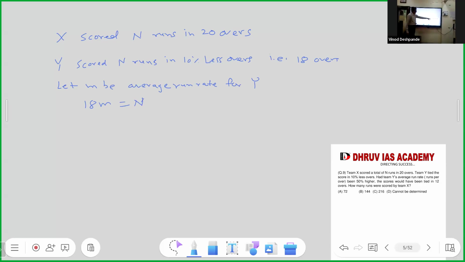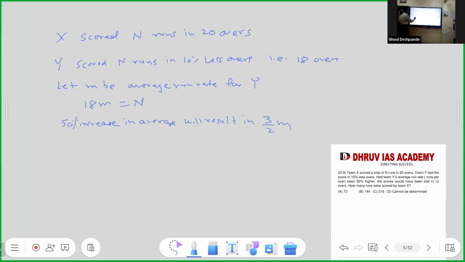Now had the average increased by 50% higher. If you increase the average by 50%, it will be 150% or 3 by 2 times. So a 50% increase in average will result in 3 by 2 average. So the average will be 150%, so 150 by 100, that is 3 by 2 M.